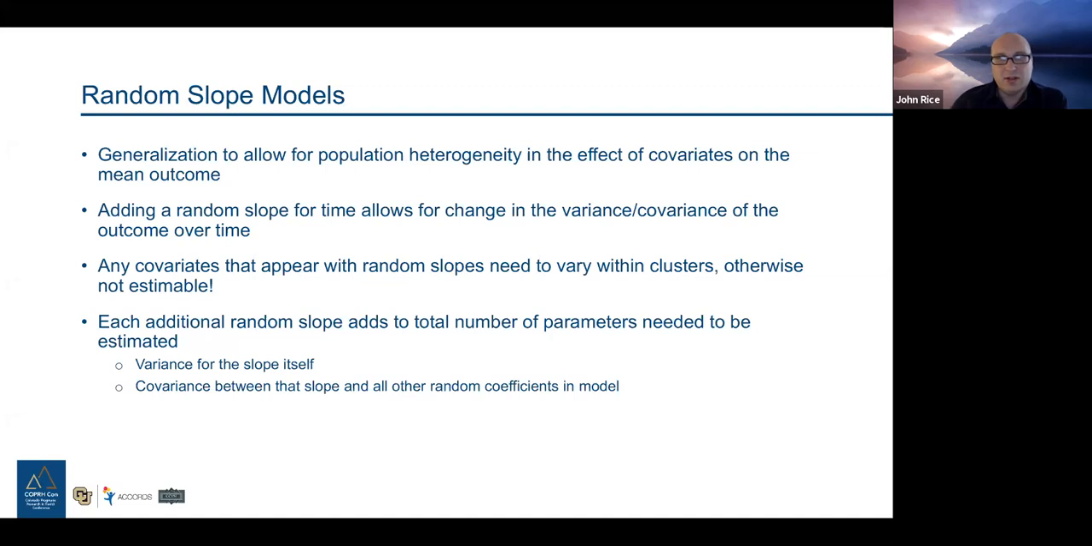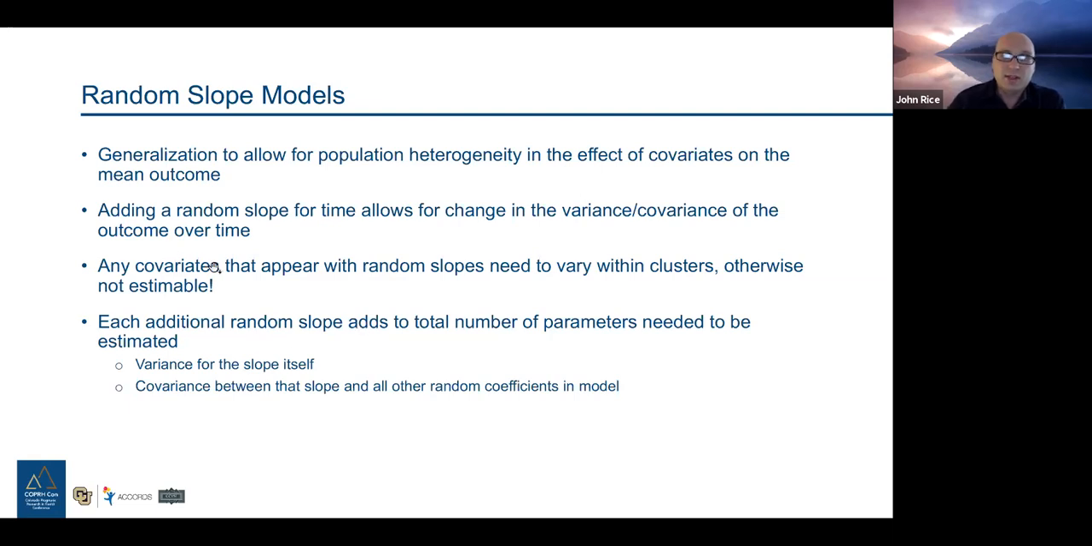Random slope models are a generalization of the random intercept model, where you're now not just including a random intercept, you're also allowing population heterogeneity in the effect of covariates on the mean outcome. For example, if you have a random slope for time, this will allow for changes in the variance and covariance over time. One thing you might see with clustered or longitudinal data is that the variance will increase over time. And this is something that you can model with a random intercept and random slope for time.